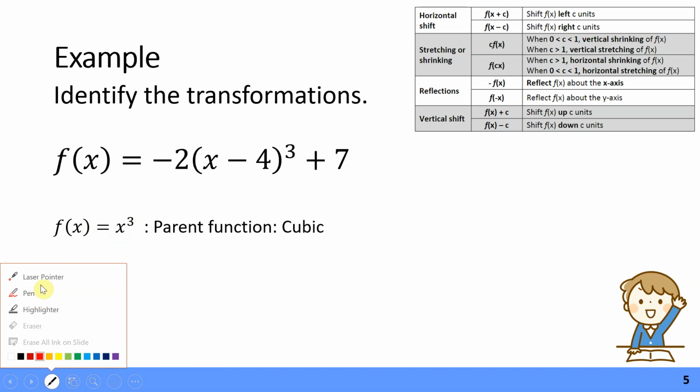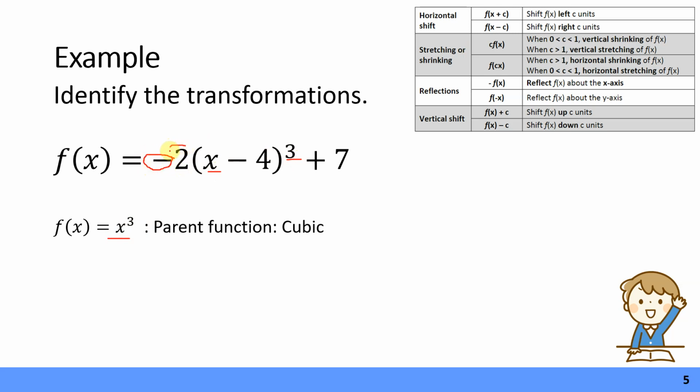Now, step two, we have to identify the transformations. Before we actually identify them, I want to see how many transformations I have. So again, x to the third power used to be the original equation right here. But if you notice, there are extra numbers in there. We have a negative in the front. We have this 2 in the front. We have this negative 4 on the inside of the parentheses, and we have this positive 7 at the very end. Each little thing I circled represents a transformation. All we have to do now is identify them.